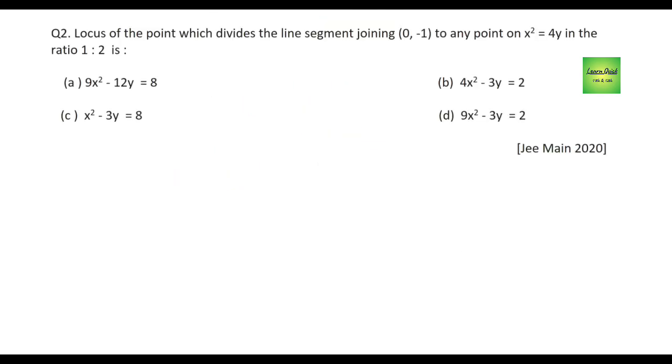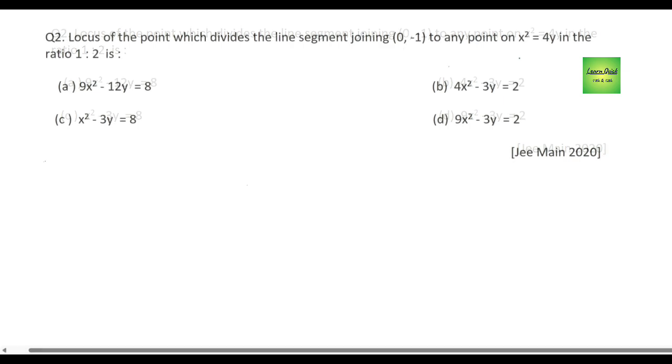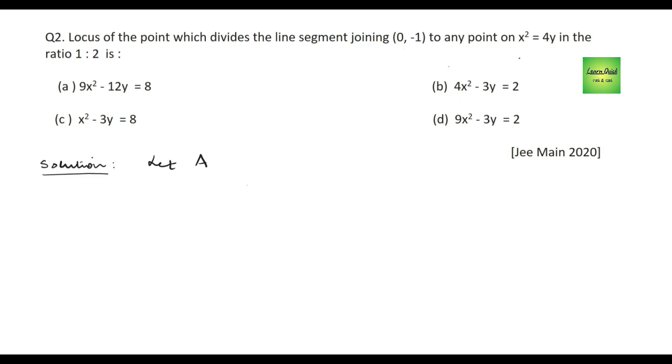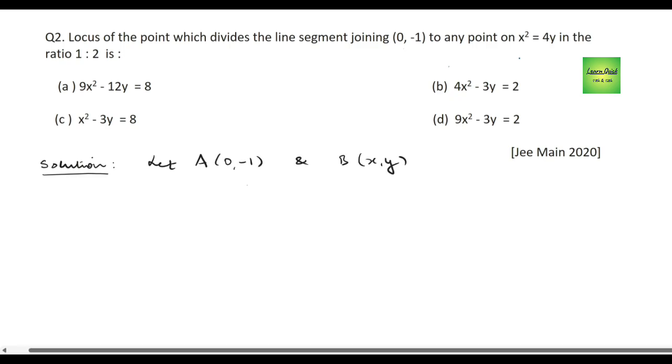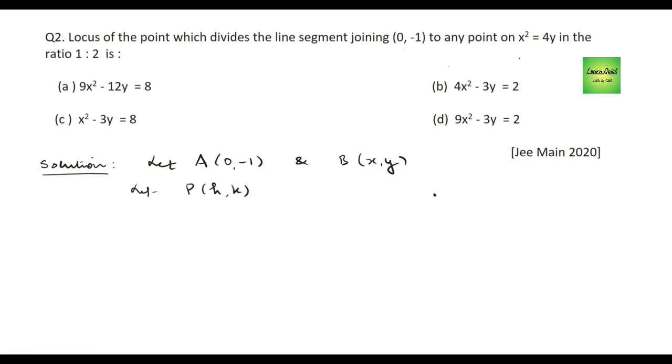So now we go to the next question, which says: locus of the point which divides the line segment joining (0, -1) to any point on x² = 4y in the ratio 1:2 is. So we start by assuming the point A as (0, -1) and point B as a point lying on the parabola x² = 4y. Now P, the point whose locus has to be found, is (h, k).